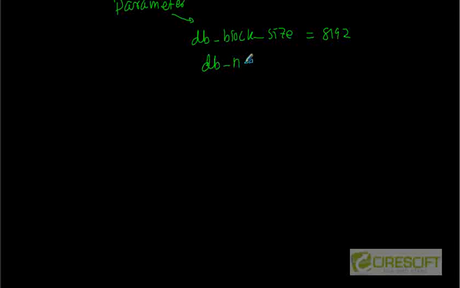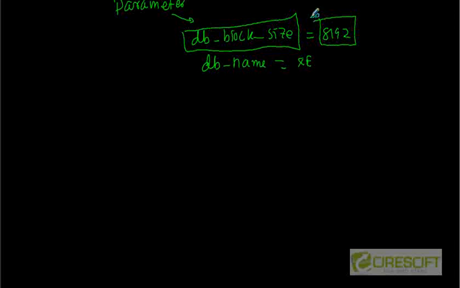So what is a parameter? A parameter is a key value pair. For example, one of the parameters in the database is called db_block_size, and say it is equal to 8192. That means I have a parameter whose name is db_block_size, and its value is 8 kilobytes. Another one may be called db_name, and its value is xe. So this is called the key, and this is the value for that parameter.